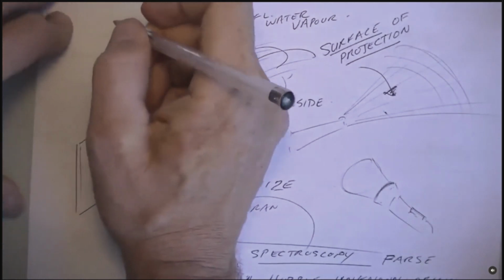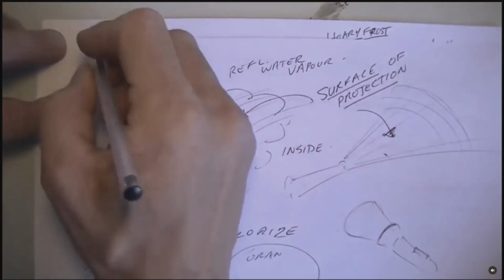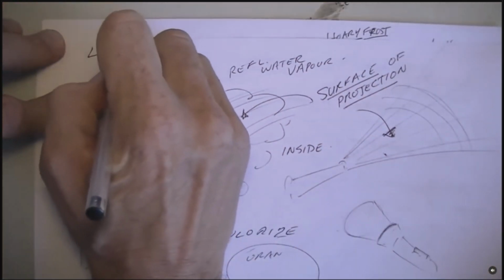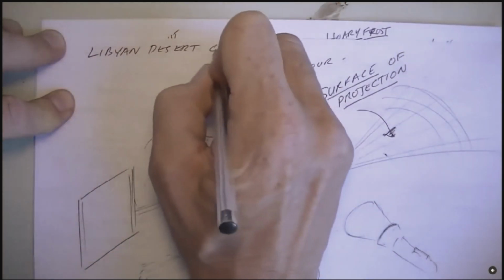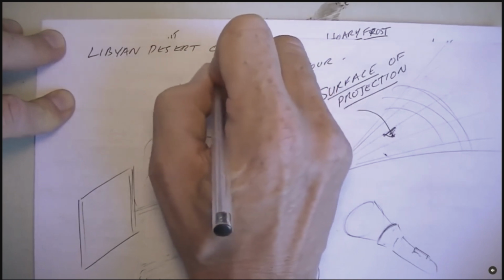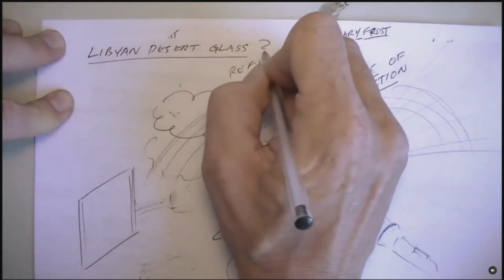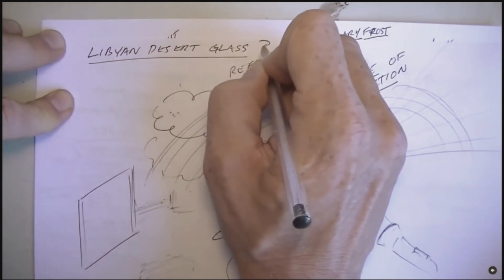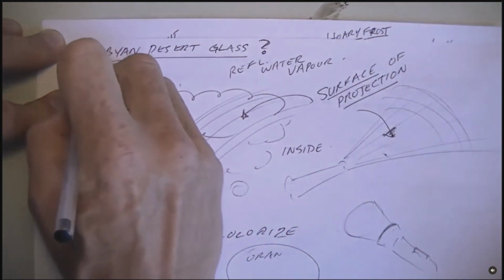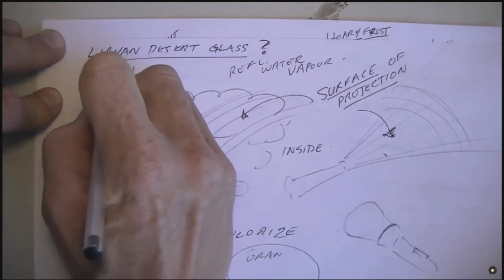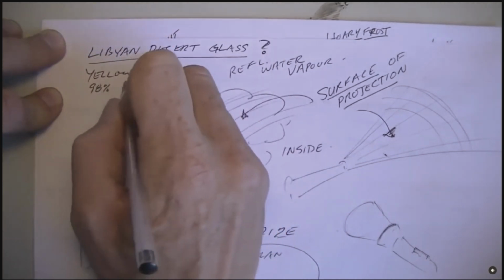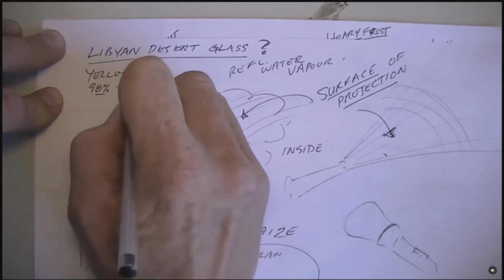This glass is also found in Egypt. Pieces of it fell down in the Libyan desert. They call it Libyan desert glass. Another mystery. Where did this come from? Where did this glass come from? It's yellow. It has the highest silica content of natural silica in the world, 98%.